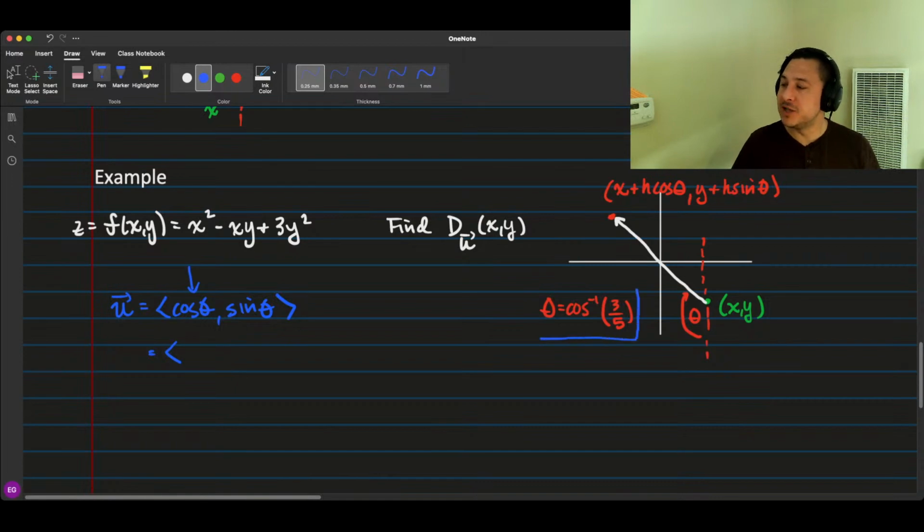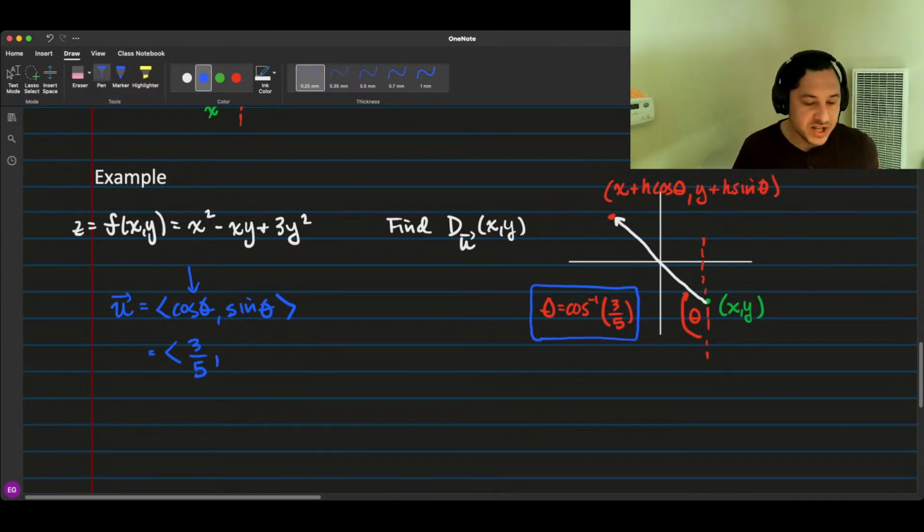Let's see if people are paying attention. Our angle is equal to cosine inverse. Right. The cosine of cosine inverse of 3/5 will just be 3/5. Very good, thank you.